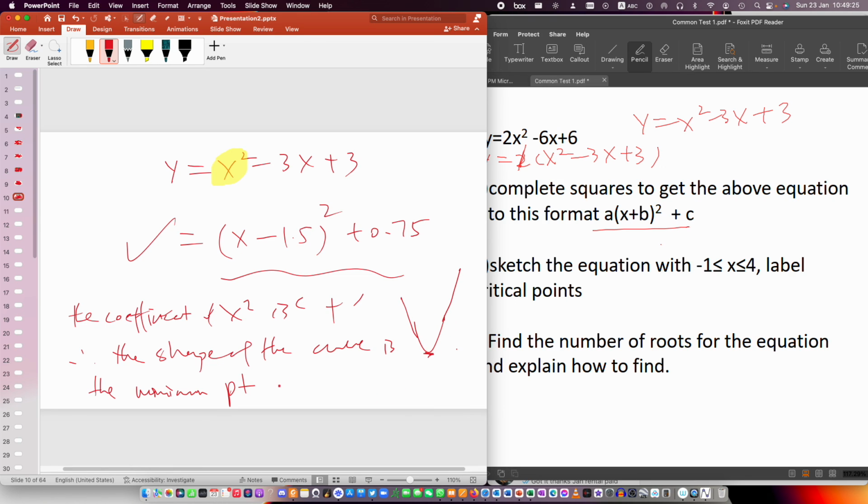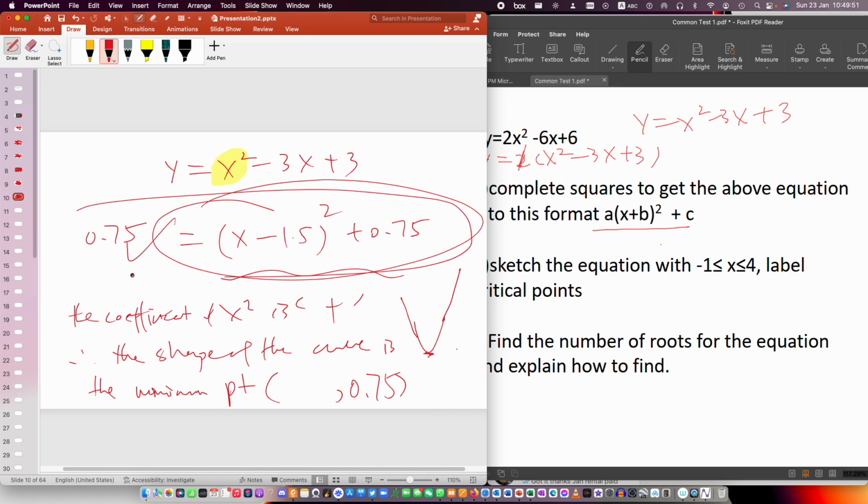So that's what I say. So the minimum point is, what's the minimum value out of this? 0.75 for the y value. Yes. So for the y value, the minimum value is 0.75. Then what's the x value? You just put it in. So it should be 1.5. Okay, good. Once you get this, then you know the minimum point.